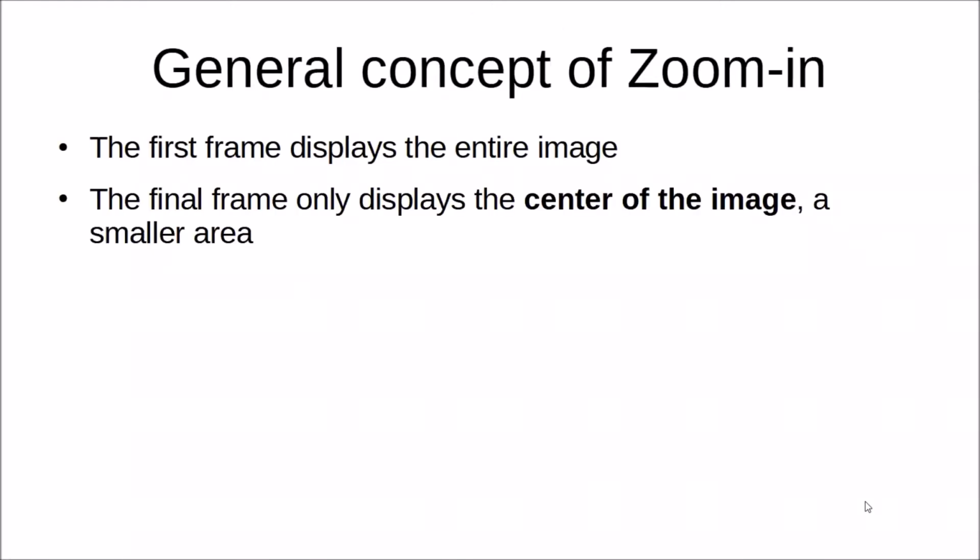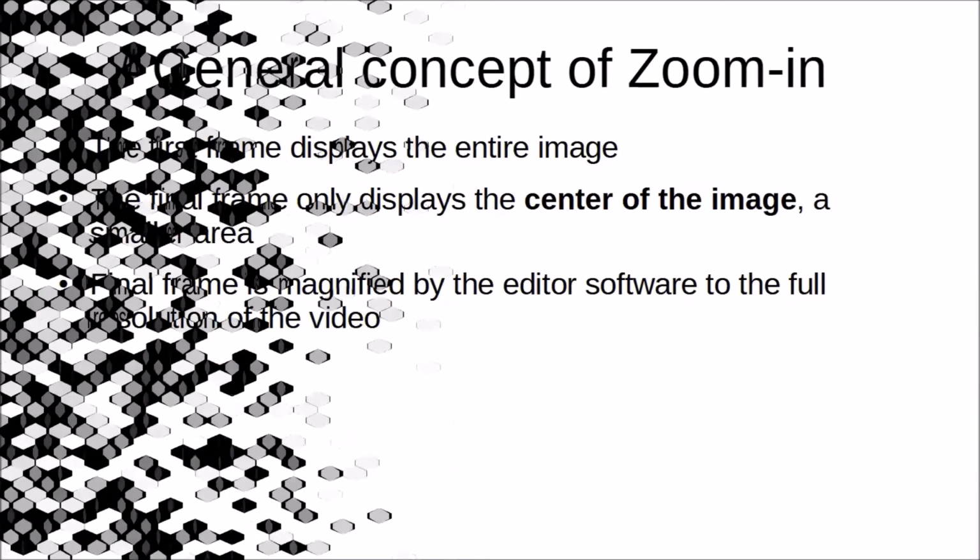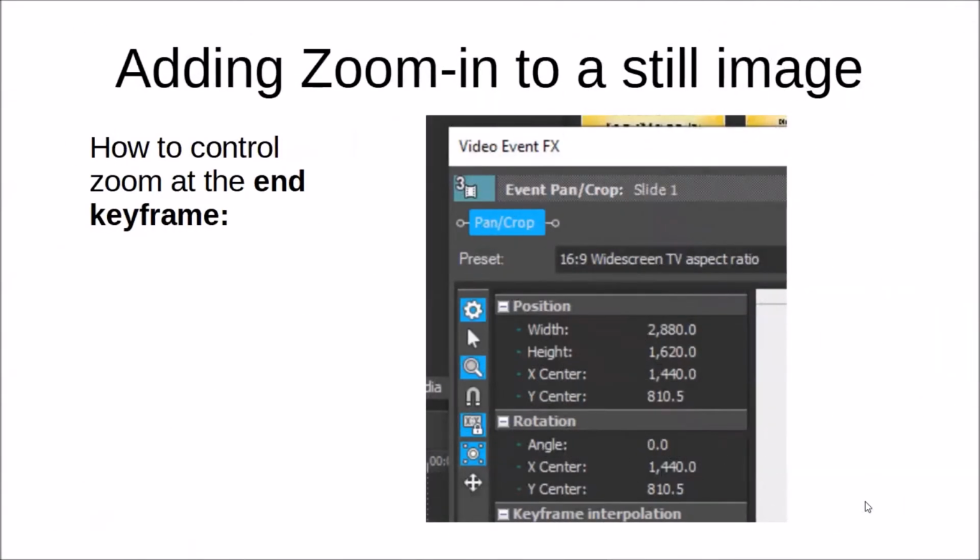Okay, so we're going to let the first frame display the entire image. And what we're going to do is shrink the rectangle around the slide so it only displays the center of the image, a smaller area. This is a lot like using a zoom lens on a camera or camcorder to zoom in. So the final frame, as seen by the audience, will be magnified by the editor software and fill the full resolution of the video. So let's look at how we control the extent of that zoom in.